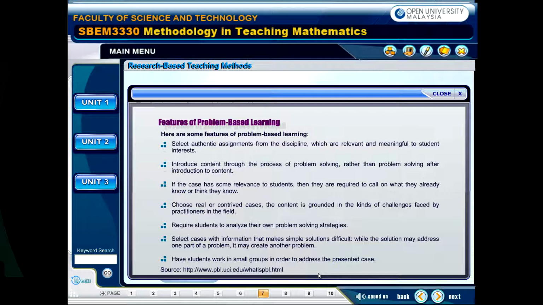Require students to analyze their own problem-solving strategies. Select cases with information that makes simple solutions difficult. While the solution may address one part of a problem, it may create another problem. Have students work in small groups in order to address the presented case.